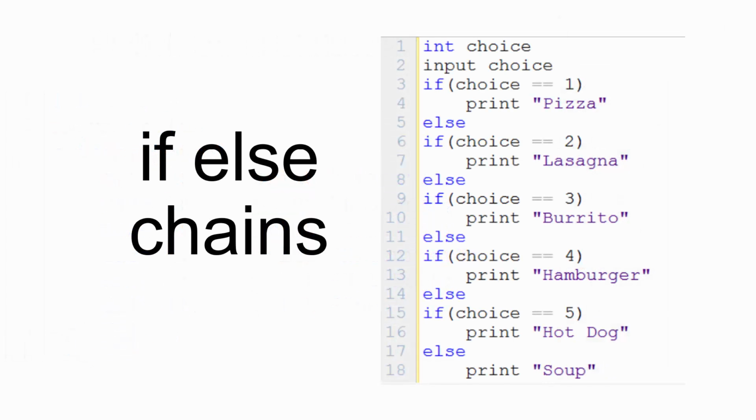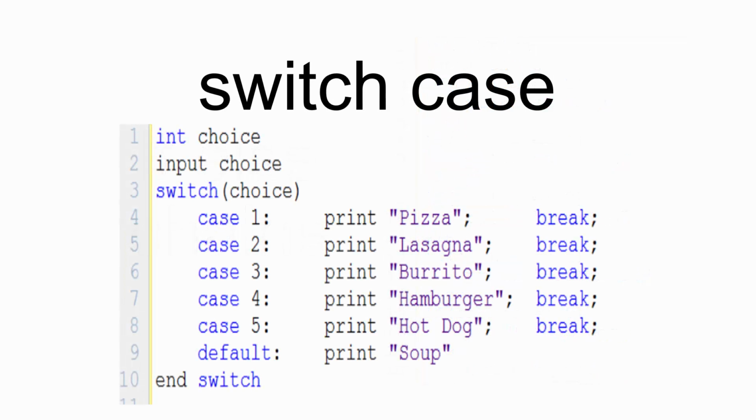Now you know 2 ways to do multiple action conditional statements, using a chain of if-else statements or using a switch case structure.